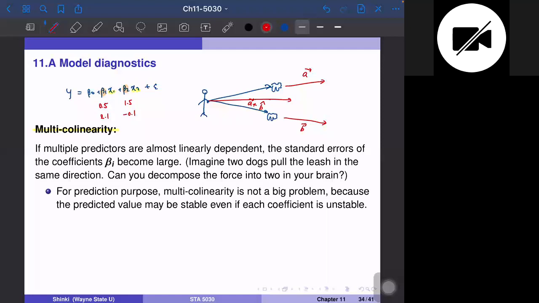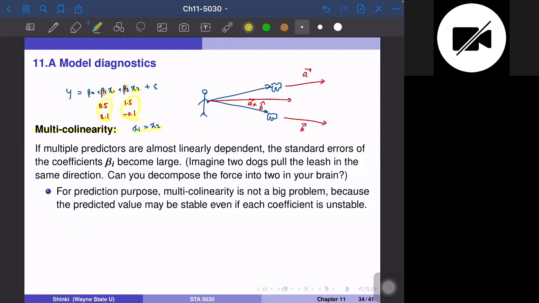But if x1 and x2 are similar, the y hat, the fitted values, are almost the same. You can see, if x1 and x2 are almost the same, then 0.5 times x1 plus 1.5 times x2 is almost 2 times x1. And 2.1 times x1 plus negative 0.1 times x2 is almost 2 times x1 also. So actually, the estimate doesn't really matter.